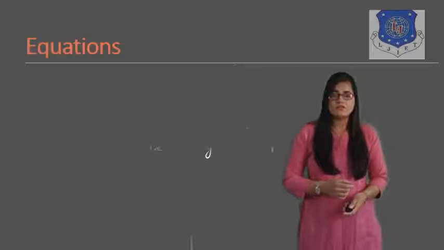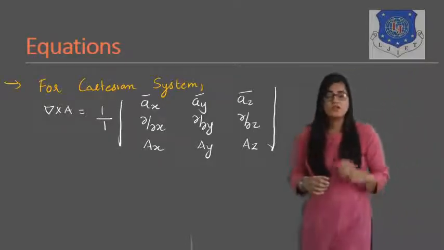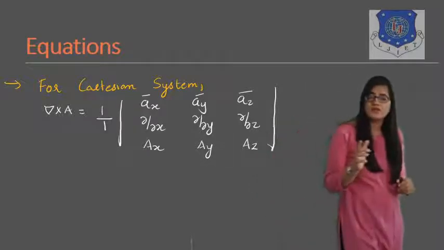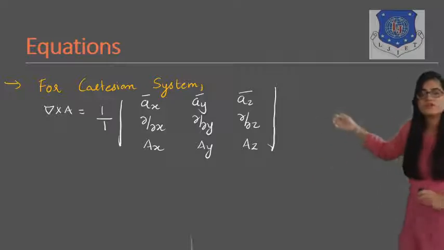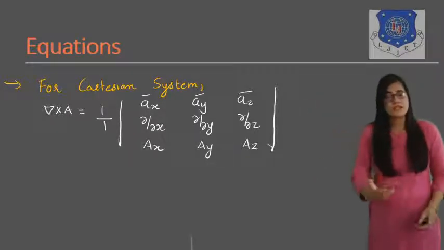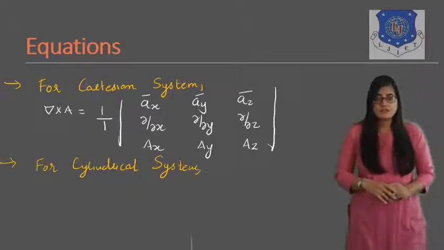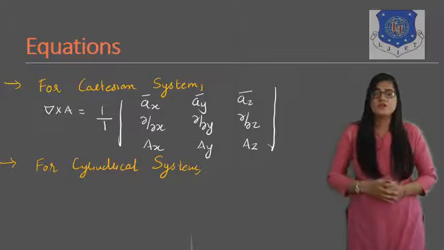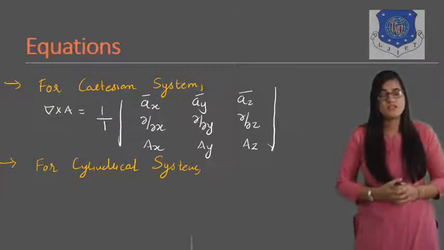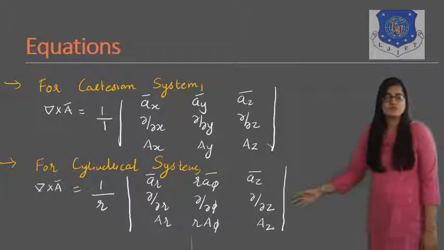So the curl equation for the different systems can be written like this. For the Cartesian, u, v, w is x, y, z and the multipliers h1, h2, h3 are 1, 1, 1. So let's put the values in the generalized equation. It looks like this. The second case is the cylindrical system. In the cylindrical system, the coordinates u, v, w are r, phi and z and the multipliers h1, h2 and h3 are 1, r and 1. So let's put the values in the generalized equation.